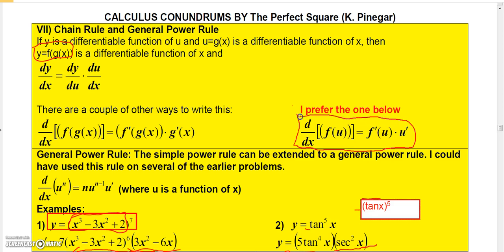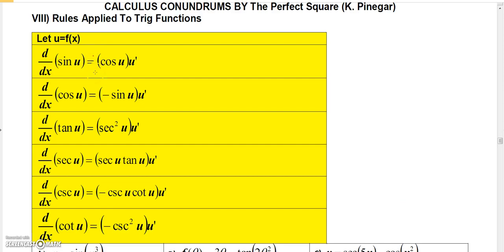So in the chain rule, we're actually going to see some trig functions where instead of sine of x, we're going to have sine of u, where u is some function of x. And we're going to find that in order to find the derivative of those, we'll take the derivative of the function with respect to u, and then we'll multiply by the derivative of u. And in this case, u will be whatever the argument of the trig function is. So if we apply that chain rule to the 6 trig functions, we'll actually get these 6 formulas.